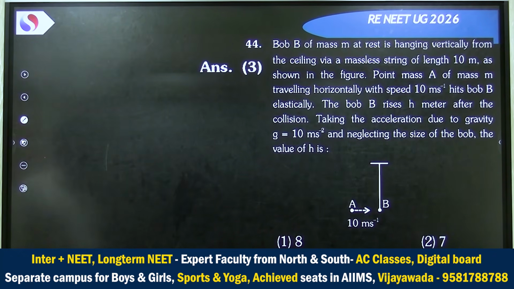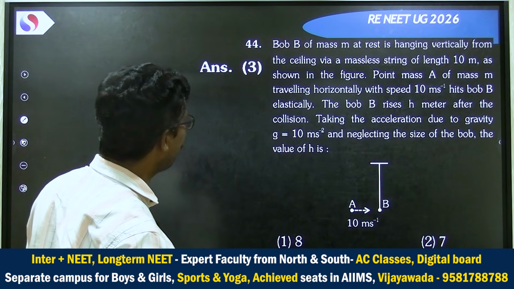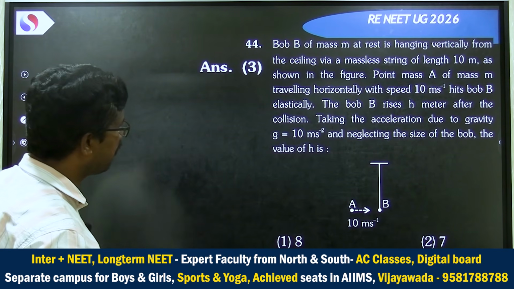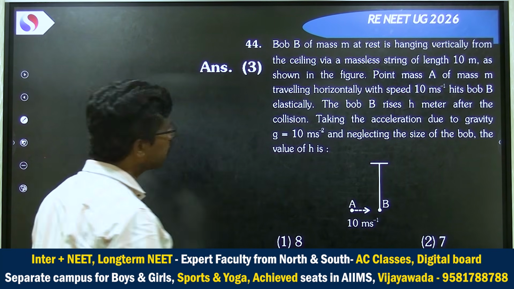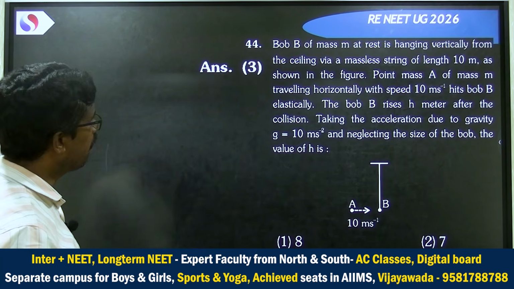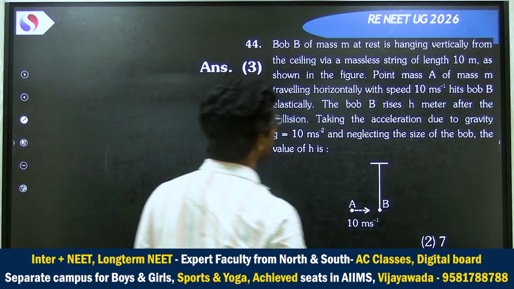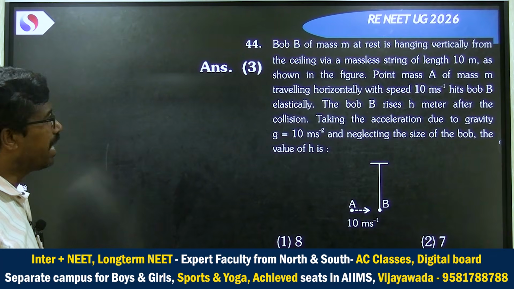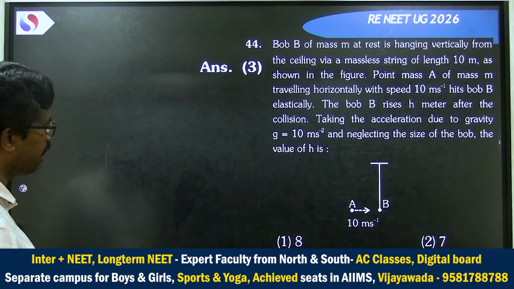Next, 44th question. A bulb of mass m is hung vertically from the ceiling via a massless spring of length L, where L is equal to 10 centimeters. As shown in the figure, a point mass m is traveling with a velocity v. The bulb rises h meters after the collision, taking the acceleration due to gravity g. Neglect the size of the bulb. Find the value of the height.